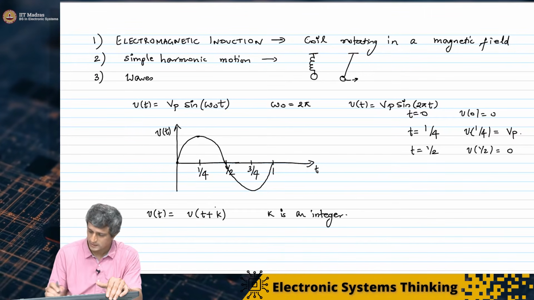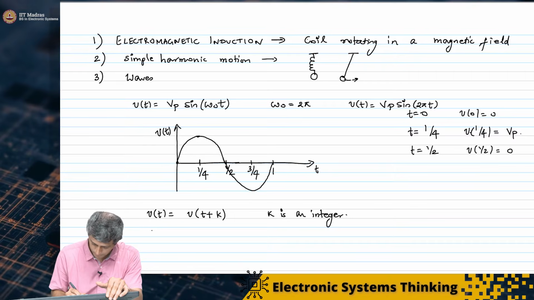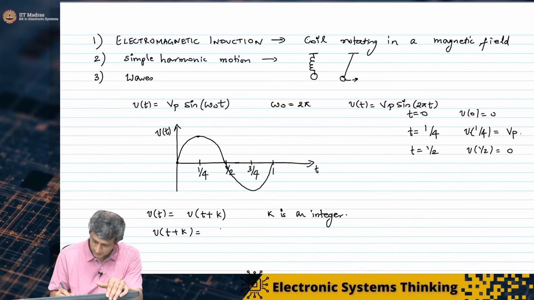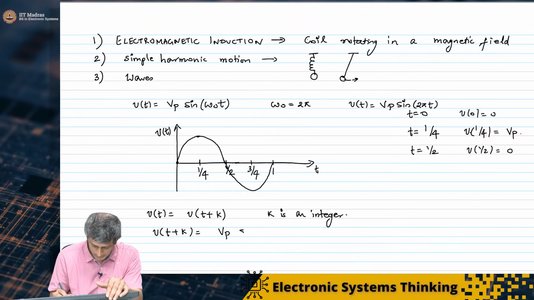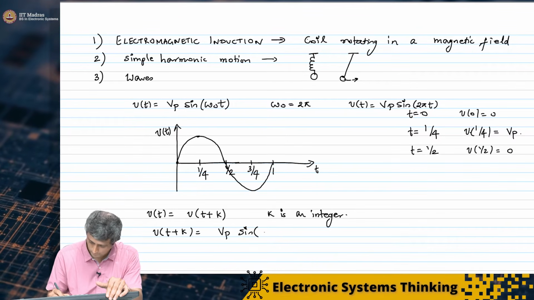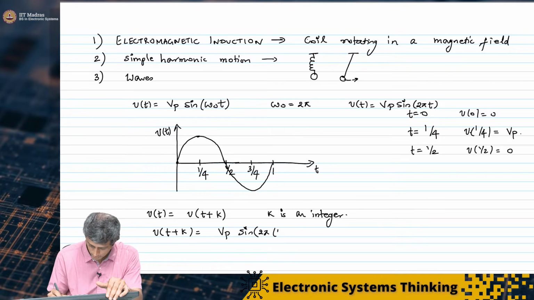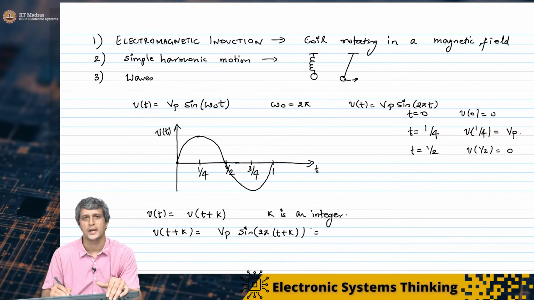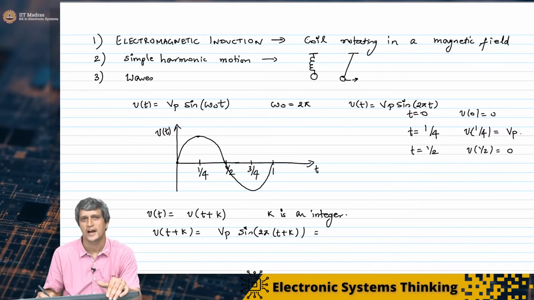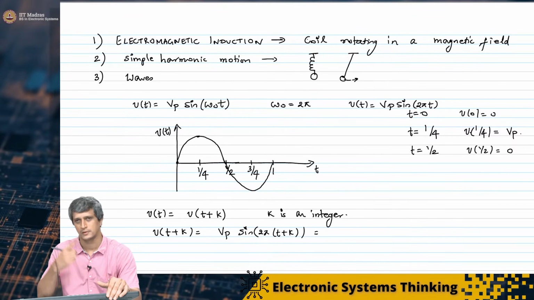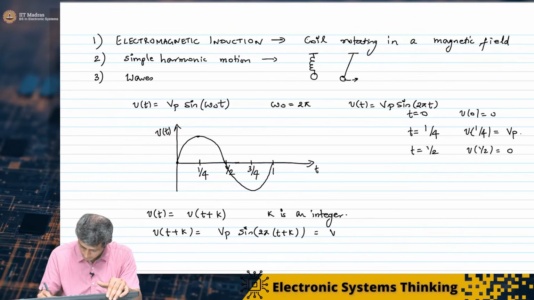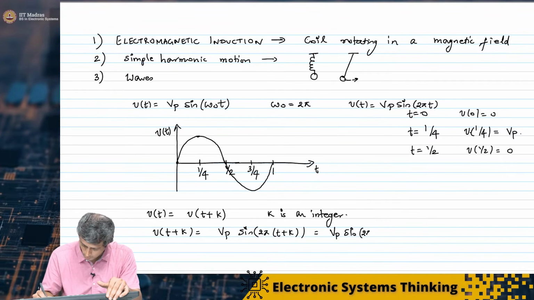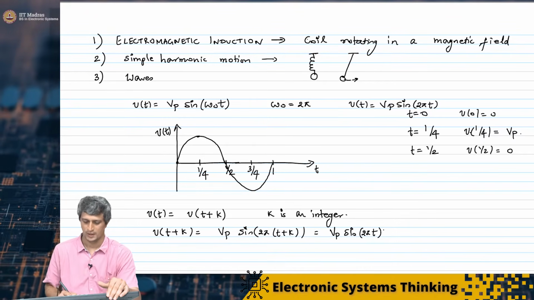Okay, and why is this? Because you just substitute this and see V of t plus k, when k is an integer, is Vp sine of 2 pi into t plus k. Obviously the 2k pi will just vanish because it's circling back to 0 there. So it will simply become Vp sine of 2 pi into t, right?